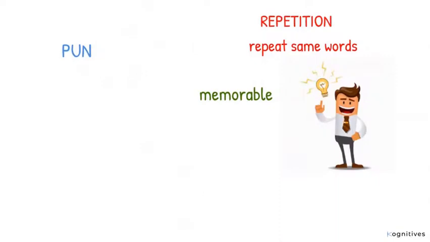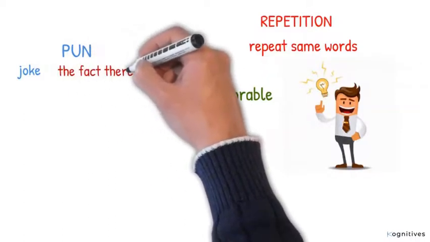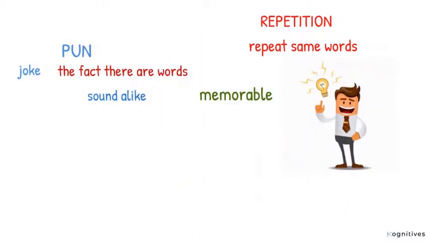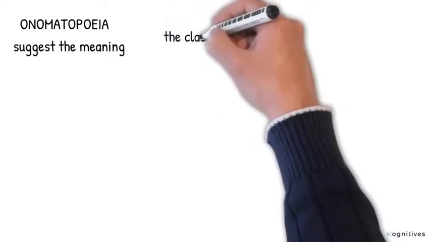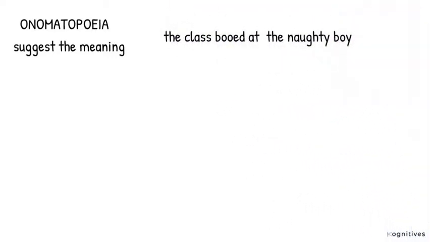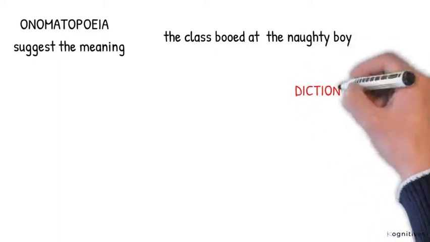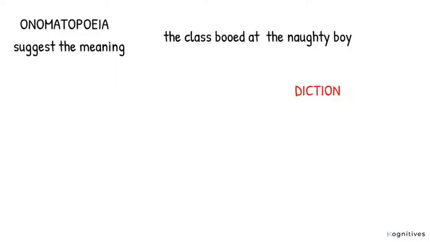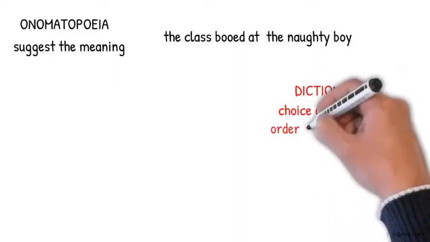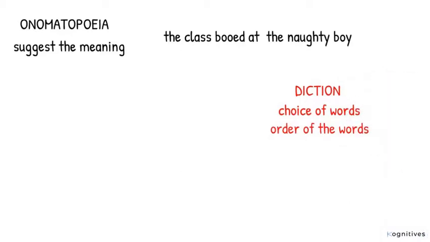Pun. Pun is a joke exploiting the different possible meanings of a word or the fact that there are words which sound alike but have different meaning. Onomatopoeia. Onomatopoeia, here the sound of words suggests their meaning. Example: the class booed at a naughty boy. Diction. Diction refers to the author's choice of words and the order of the words within a poem.